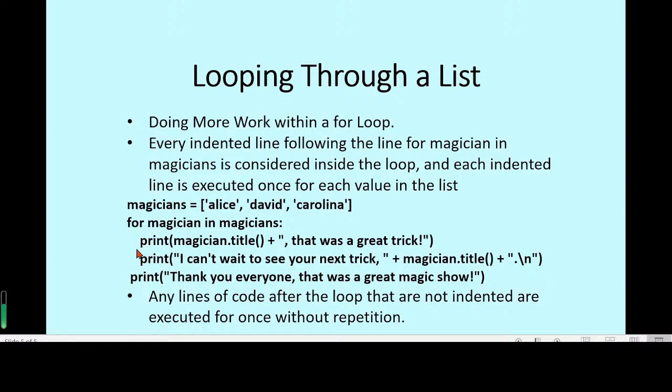So we can write print magician.title() plus ", that was a great trick." And print "I can't wait to see your next trick," plus magician.title() plus a new line. Then after this for loop finishes, we can print a single message. But this statement is not considered inside the loop. Any lines of code after the loop that are not indented are executed once without repetition.